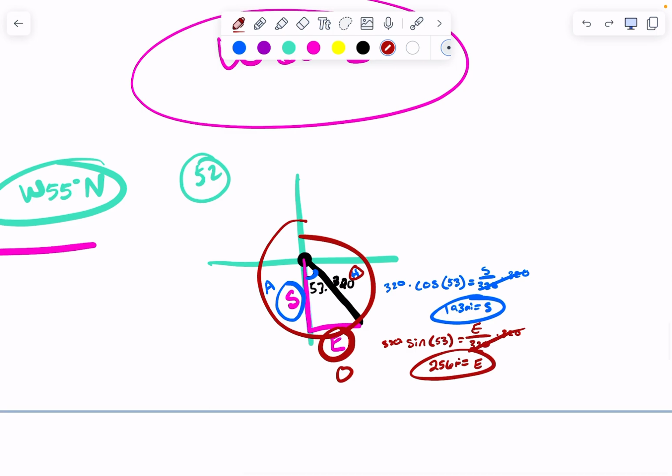Anything else? Bearings is where the trick lies, right? That's the hard part. Okay. Anything else?